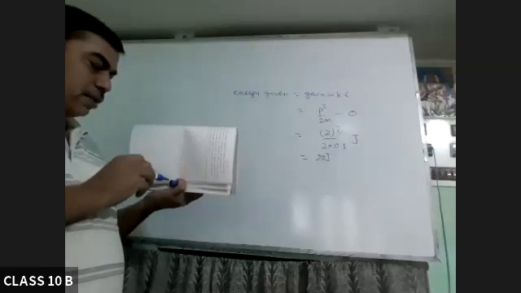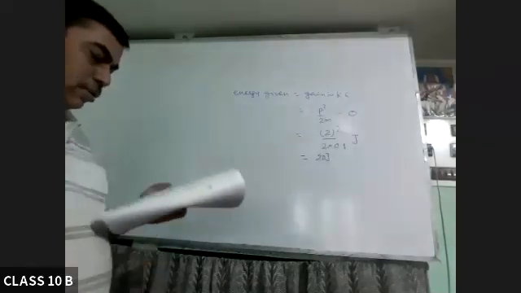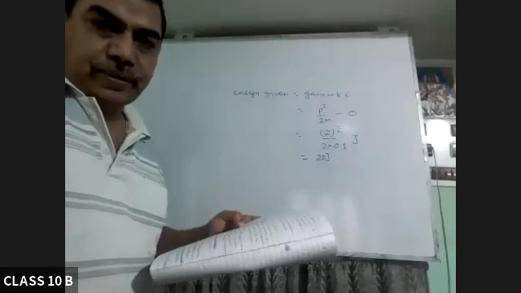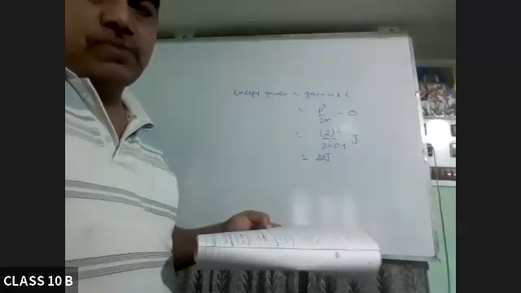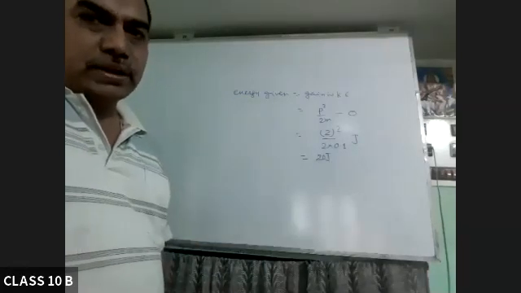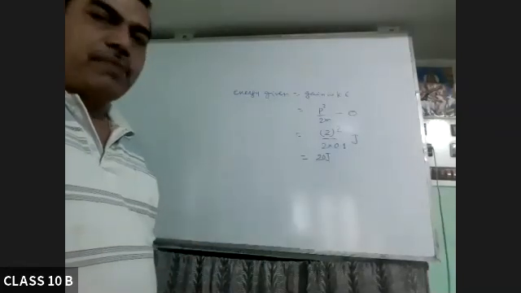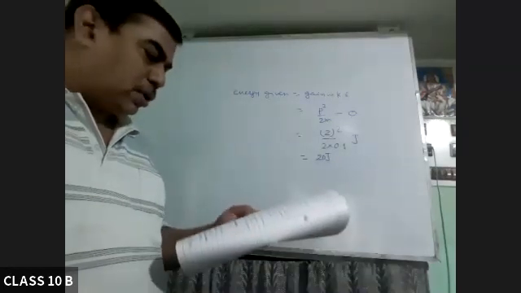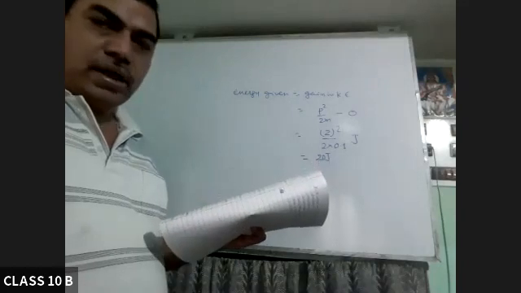Now, a lever that can multiply force and speed simultaneously. There is no machine which can multiply force and speed simultaneously. Either it can multiply force or it can multiply speed. So the correct option will be none. That is the fourth one.